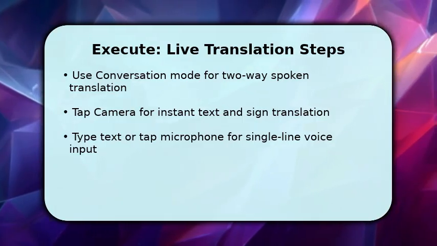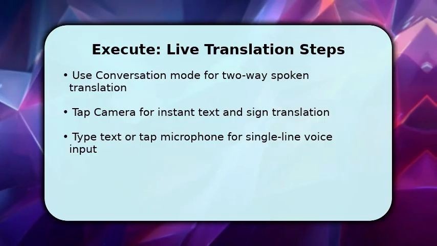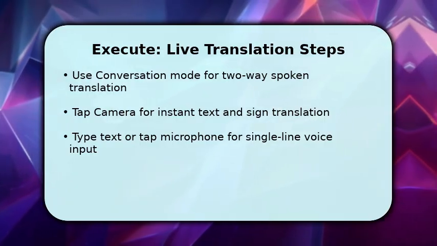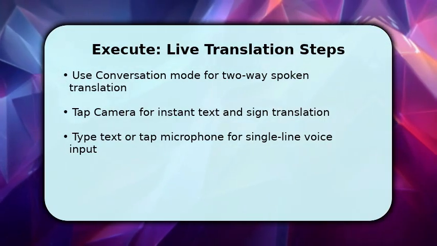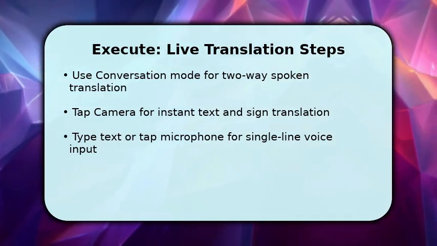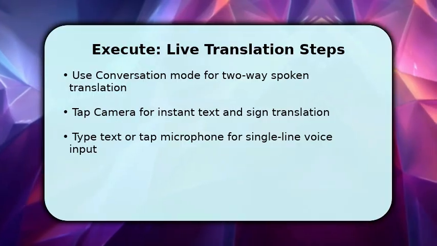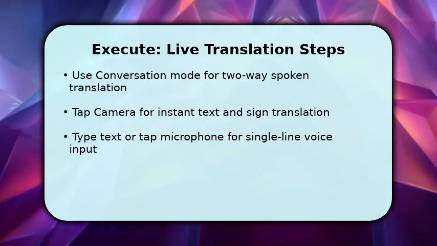Choose conversation mode to get two-way spoken translation, press the microphone icon and speak, and the app will detect language shifts automatically. If you need text from signs or menus, switch to camera, point, and either use Instant Translate or capture and highlight text for higher accuracy. For quick typed phrases, tap the keyboard icon, enter text, and hit Translate.